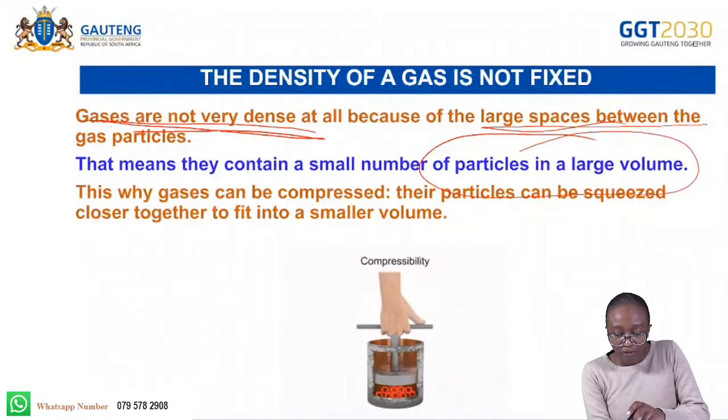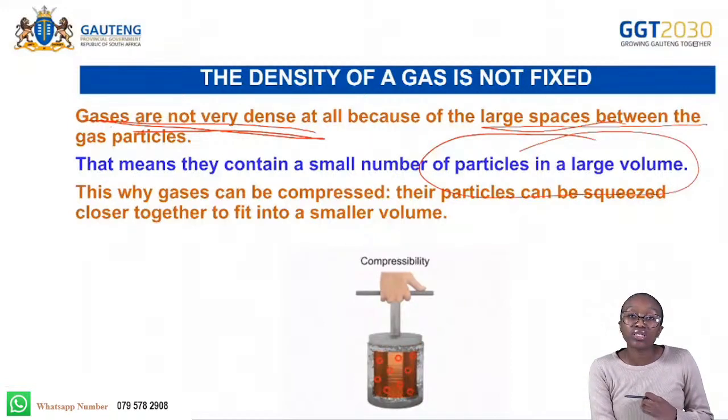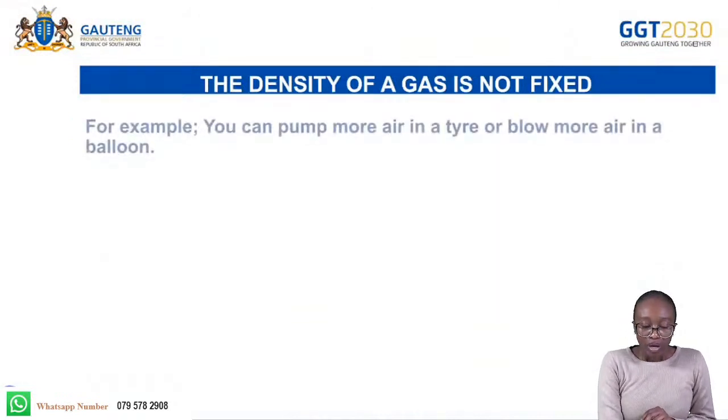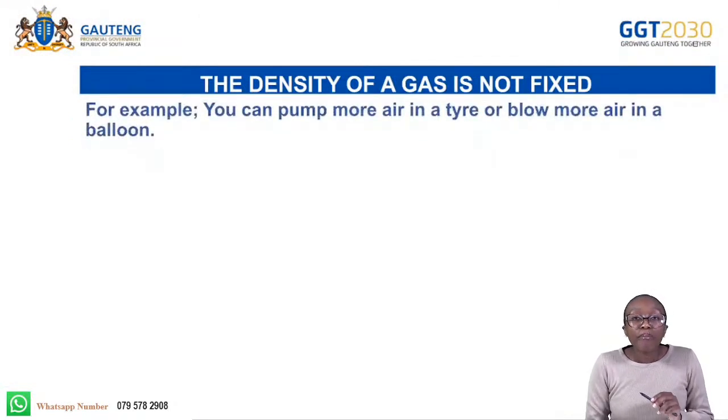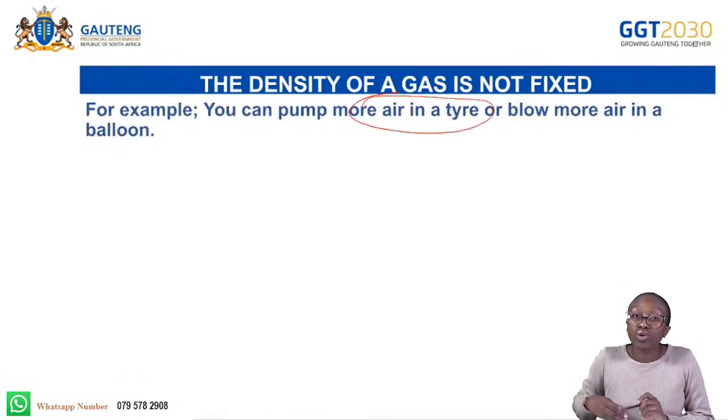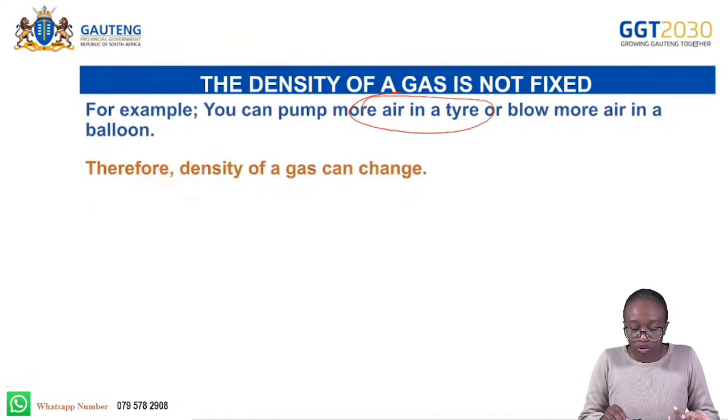One, there are fewer in this large space. Two, they have large spaces between them, so we are able to do what? We are able to compress them. For example, you can pump more air into a tire and blow more air into a balloon. What are you doing? You are simply increasing the number of particles into that balloon. You are simply increasing the number of particles into that tire.